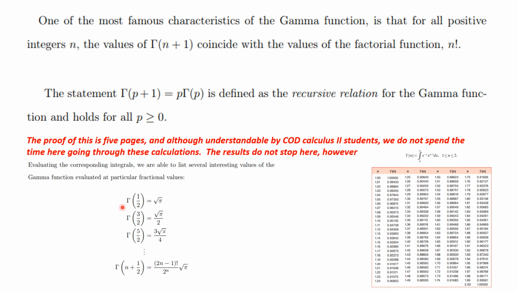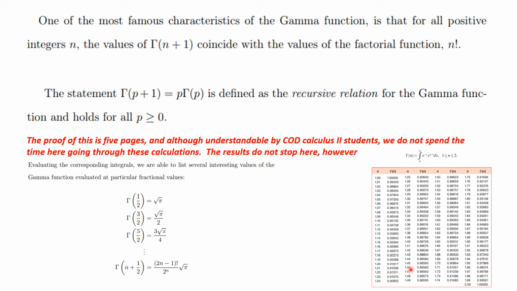And there are results where you can show that gamma of 1/2 is the square root of pi, gamma of 3/2 is the square root of pi over 2, gamma of 5/2 is 3 square root of pi over 4, and finally, a general result is that gamma of n plus 1/2, and you see we're defining it for non-integers, is (2n minus 1)! over 2 to the n times the square root of pi.